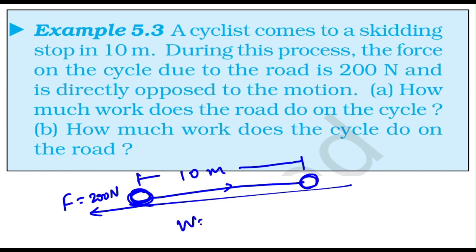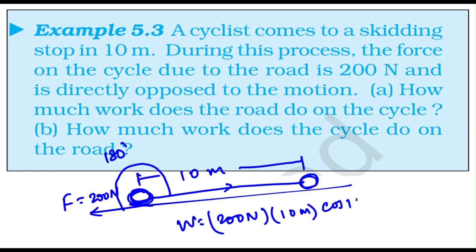So work done is 200 newton, that is force, into displacement, that is 10 meter. And if you think what is the angle between these two, it will be 180 degree. So cos 180 degree will be minus 1, and then it will be 200 joule, but with a negative sign. So there is a negative work done on the cycle by the road. Now, how much work does the cycle do on the road?